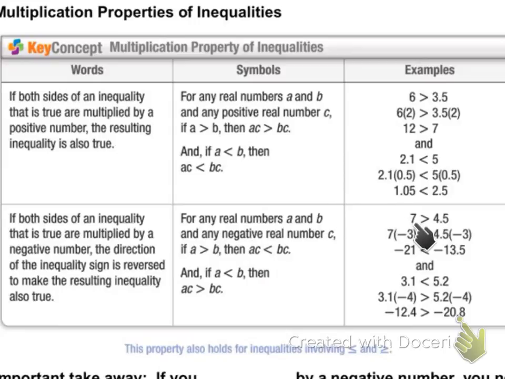Why does that work? It works because 7 is greater than 4.5. But if I multiply both sides by negative 3, I get negative 21 and negative 13.5. Which one's bigger now? Negative 21 or negative 13.5? Negative 13.5. Yeah. So negative numbers, guys, are those funny things that the bigger the number is with a negative in front, the smaller it actually is. So that's why we need to switch or flip the sign. Same thing happens with the less than symbol. Okay?